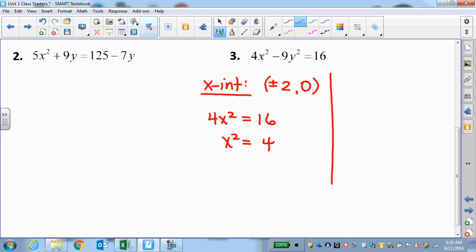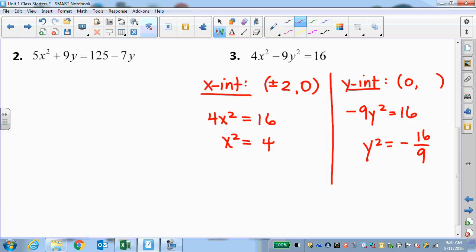And then for our y-intercept, y-intercept is when x is 0. So when I plug in 0 for x, what's my equation look like? Negative 9y squared equals 16. So y squared equals negative 16 ninths. What's y there? The square root of negative 16 ninths. What's the square root of negative 16 ninths?